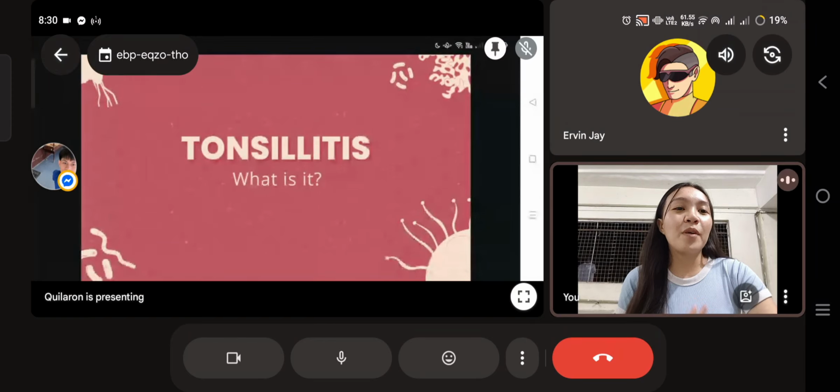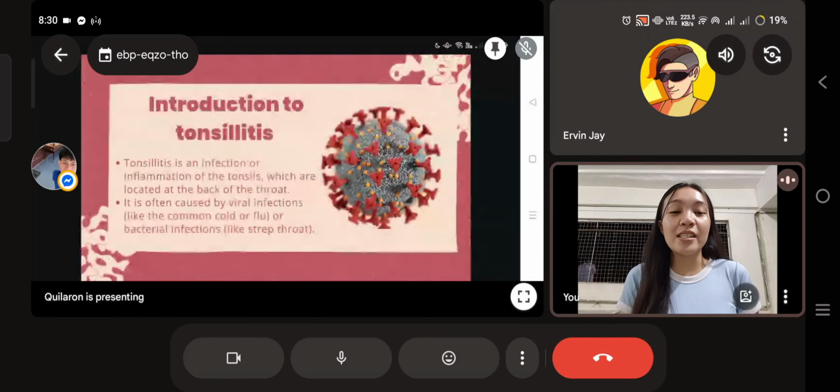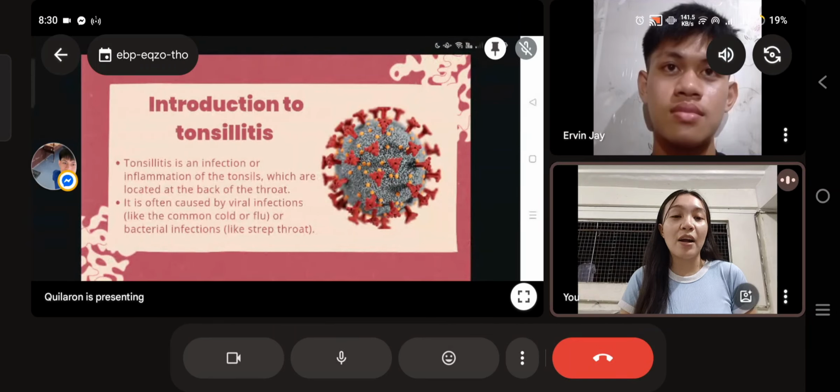This is the introduction of tonsillitis. Tonsillitis is an infection or inflammation of the tonsils, which are located at the back of your throat. It is often caused by viral infections like the common cold or flu.